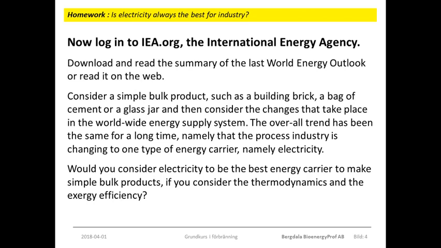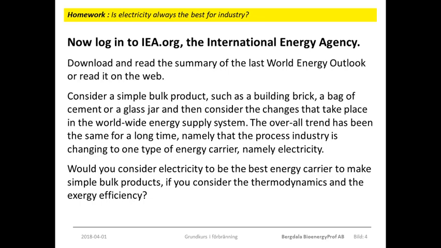It was said in the lecture that there is a general trend in manufacturing industry to go for electricity. The IEA produces an annual report called the World Energy Outlook. You do not have to read the full report, but read the summary to see the global trends as it comes to energy carriers.